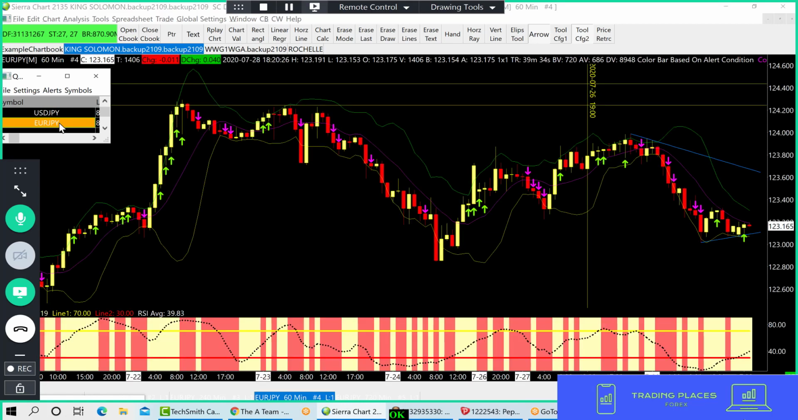Euro JPY. Very nice move today. I was in this trade today. Made some pretty good money. I got in this trade here today. I saw it come in and I took it, and I just got out before the close of business. So the volume went low. That's why everything is kind of moving sideways.